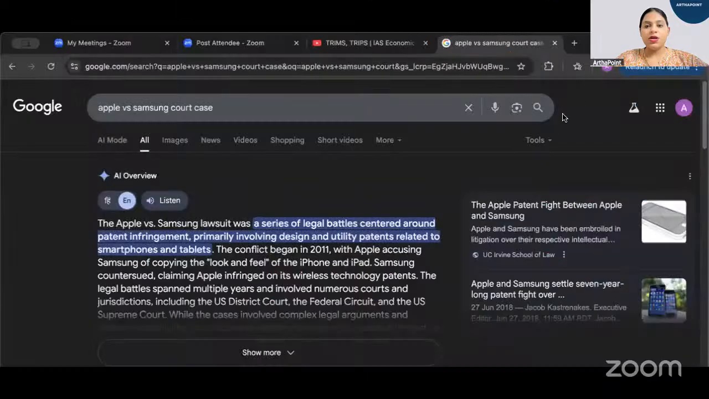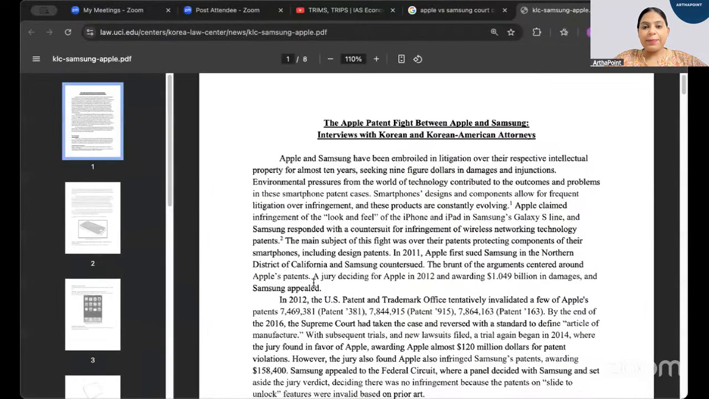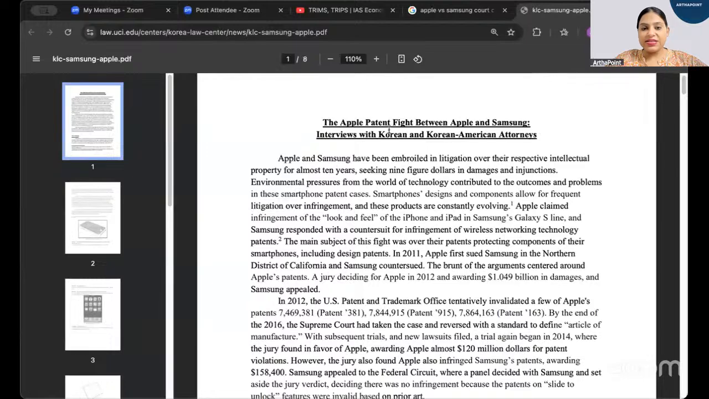So look here. I have just said Apple versus Samsung court case. It's a very interesting court case. और अगर आप किसी भी law firm में हो या अगर आप किसी law school में हो, so it becomes necessary that they teach you this as one of the applications. Okay, it's a very famous application, that's why. So if you go ahead and if you read about it, let's look into it thoroughly through the eye of a law school. It says the Apple patent fight between Apple and Samsung.